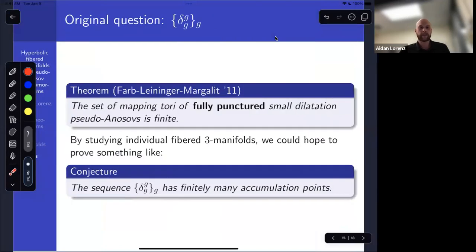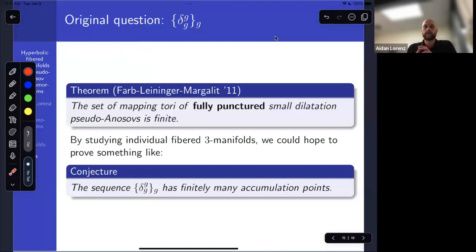So just to finish off, I want to bring things back to the original question about this sequence of delta G to the G's. How do these delta G MF quantities relate to the regular old delta G quantities? The answer lies in a theorem from Farb, Leininger, and Margalit from 2011, which says that the set of mapping tori of fully punctured small dilatation pseudo-Anosovs is finite. By fully punctured, I mean, remember, the foliations along which we stretch and compress necessarily have singularities. So fully punctured means at all those singularities you puncture and then create the mapping torus.